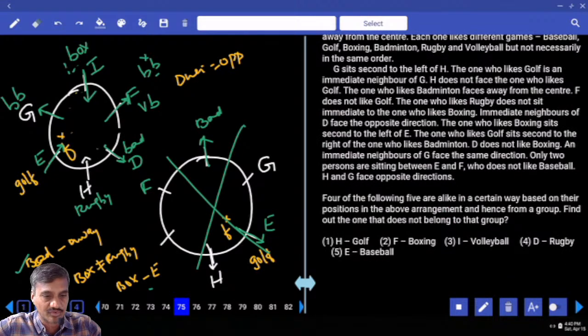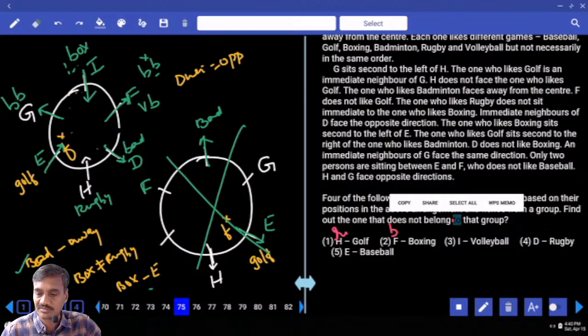Now in this odd one out, H and golf: H is to the immediate right of the one who likes golf. F and boxing: F is to the immediate left of the one who likes boxing. I and volleyball: I is to the immediate left of the one who likes volleyball. And D and rugby: D is to the immediate right of rugby. What is your answer here?